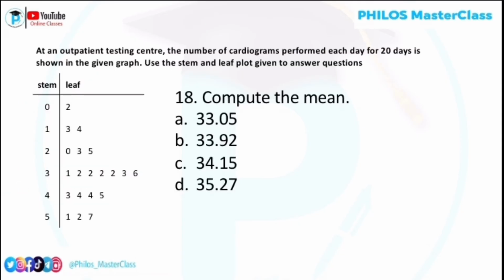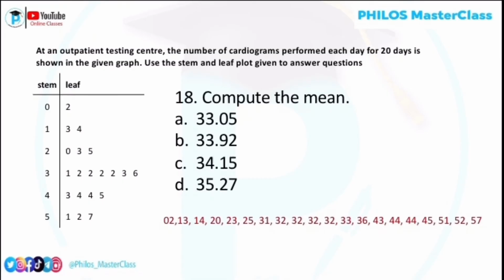At an outpatient testing center, the number of cardiograms performed each day for 20 days is shown in a given graph. Use the stem and leaf plot given to answer questions 18 to 23. So question 18 says compute the mean. Let's write the numbers in the stem and leaf one after the other. So on the first row, you have 0, 2. So you write 0, 2. When you go to the second row, you have 1, 3, 1, 4, 2, 0, 2, 3, 2, 5.